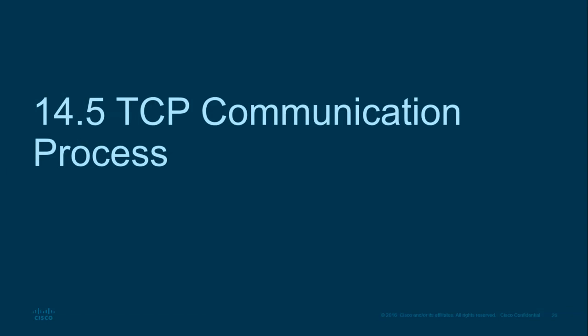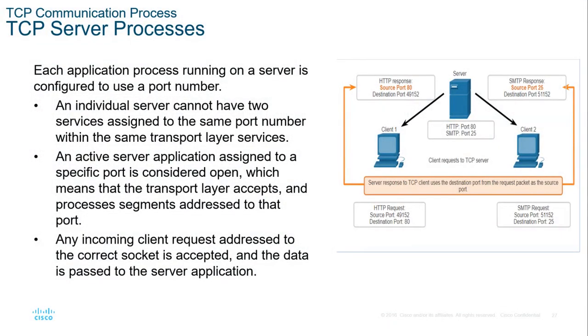So, TCP communication process. We've already explained that each application process running on a server is configured to use a port number. It's a must, it has to be there. An individual server cannot have two services assigned the same port number. That will never happen.